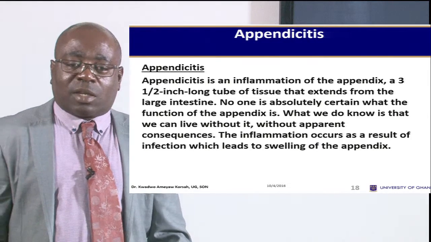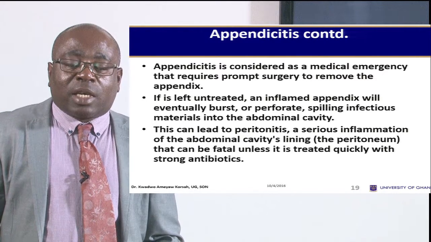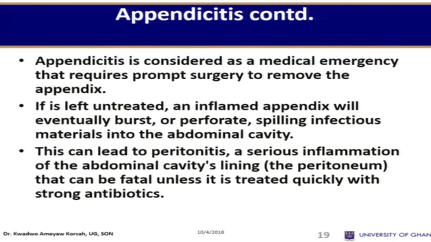The inflammation occurs as a result of infection, which may lead to swelling of the appendix. Appendicitis is considered a medical emergency that may require prompt surgery to remove the appendix. If it is left untreated, an inflamed appendix will eventually burst and perforate, and then we can have spilling of infection materials into the abdominal cavity. This can lead to peritonitis, a serious inflammation of the abdominal cavity lining, so the peritoneum is affected, and that can be fatal unless it is treated quickly with strong antibiotics.